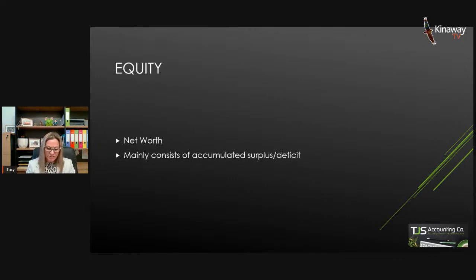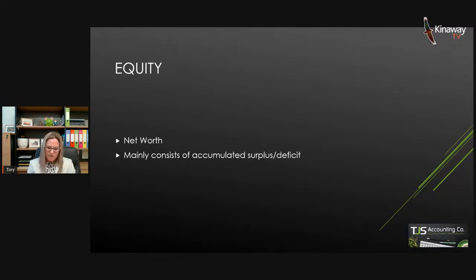So equity is essentially your business net worth. When we're looking at equity, essentially your assets, less your liabilities, is your business net worth. To give you an example, if your business purchased a building for, say, $1 million, financed by way of a mortgage of say $800,000, usually that would indicate that the equity that you have in the building is $200,000.